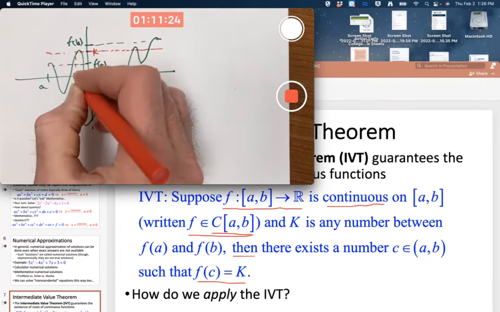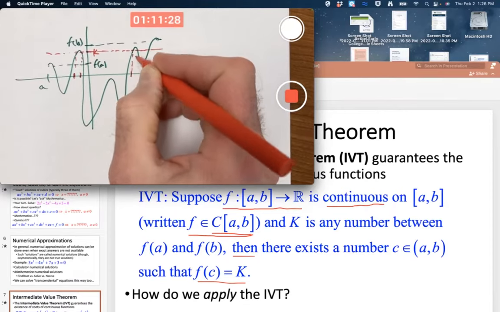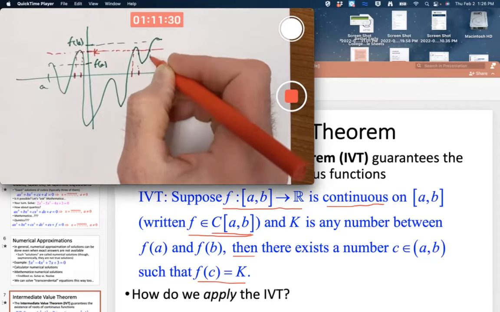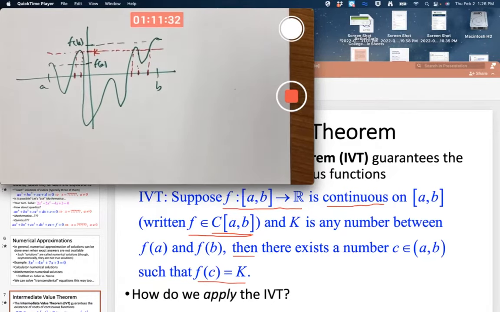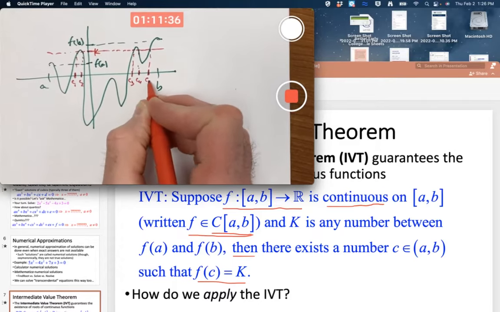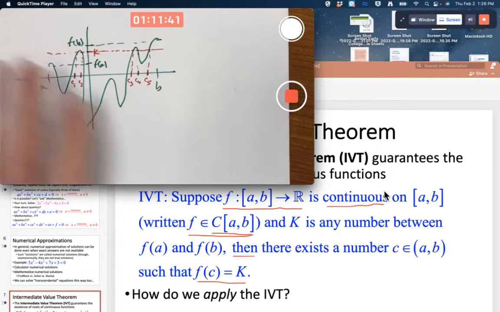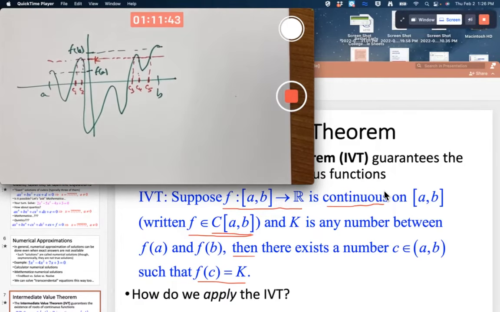There's one right about here. There's another one right about here. One right here. One right here. And one right here. Looks like there's 5 values of C. I could call them C1, C2, C3, C4, and C5, such that f of C equals K. The theorem just says there's at least one. That's all you care about, typically.